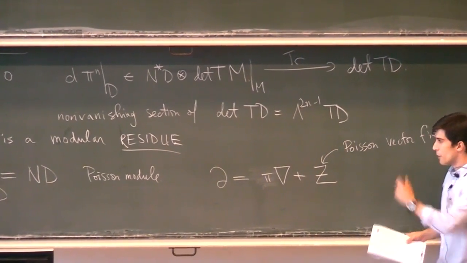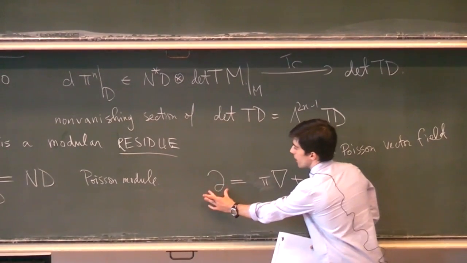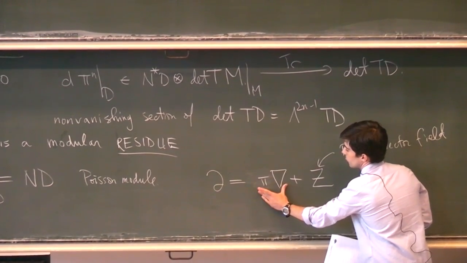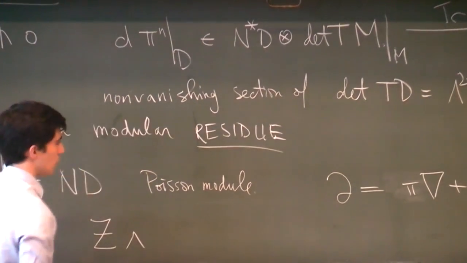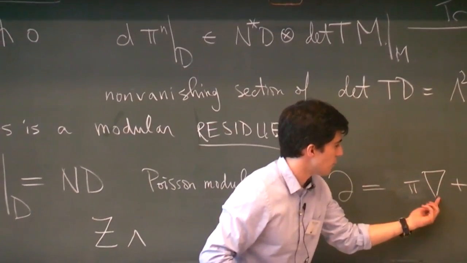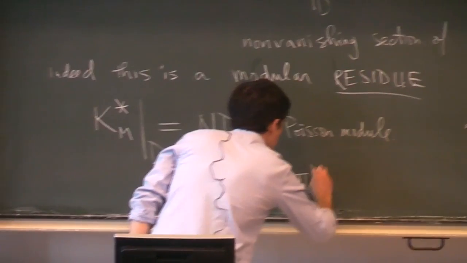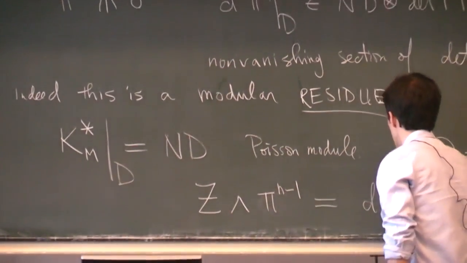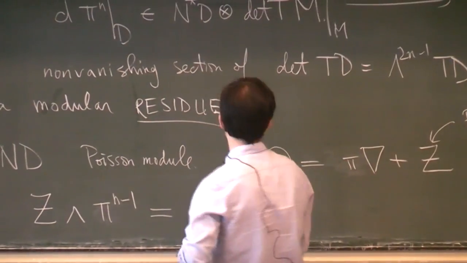Okay, so this is a standard construction whenever you have a Poisson module. If you're able to choose a flat connection on it, then you can write the Poisson module operator as pi composed with the connection plus a Poisson vector field. Okay, and then if I take this Poisson vector field, which is not canonically defined because it depends on the choice of the connection, right? If I wedge it with the top power of the Poisson tensor, then this gives me exactly this d pi n.